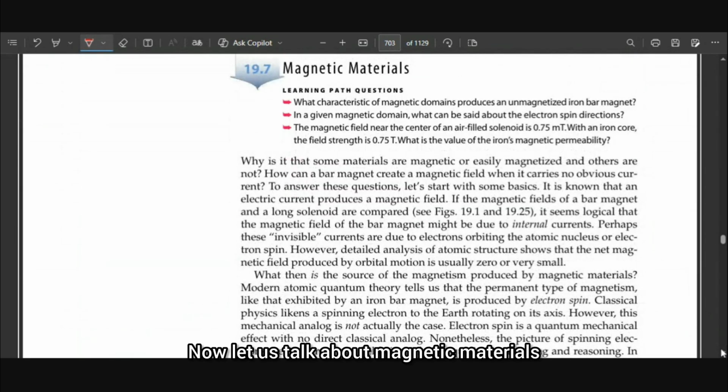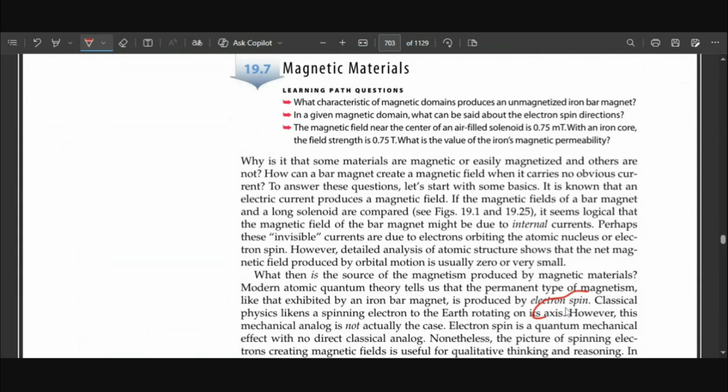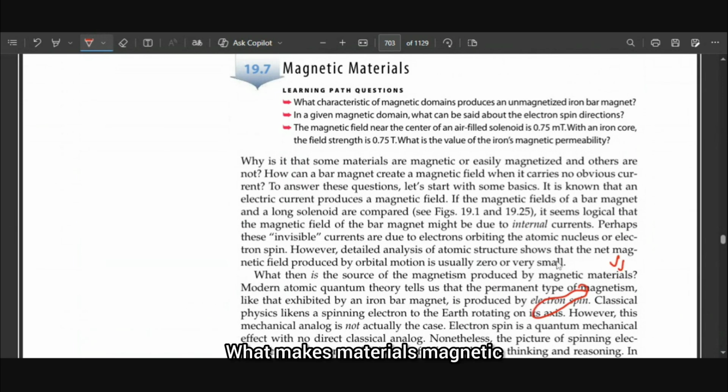Now let us talk about magnetic materials. In order to understand magnetic materials, we have to understand one term called electron spin. The source of magnetism is basically the magnetic materials. What makes materials magnetic, and what makes different forms of material, will depend upon their electron spin. So what is this electron spin?